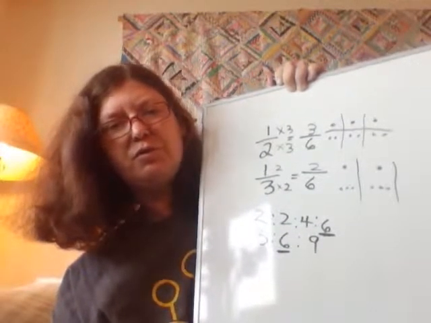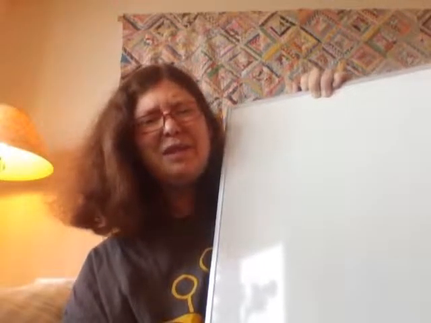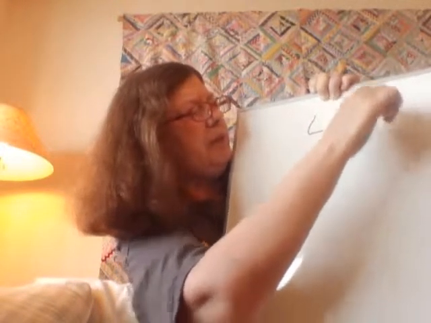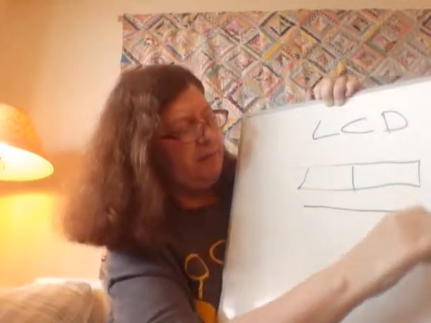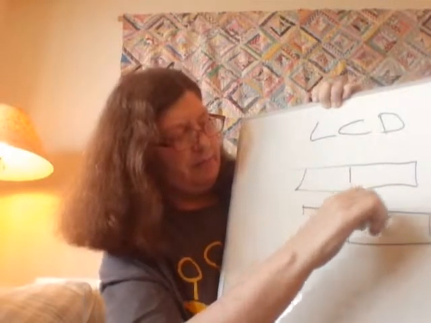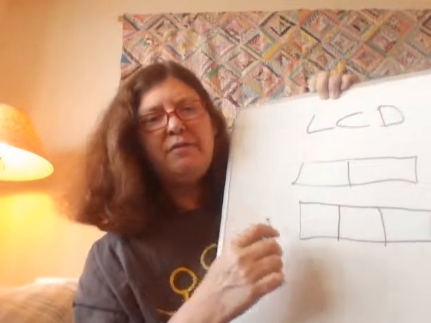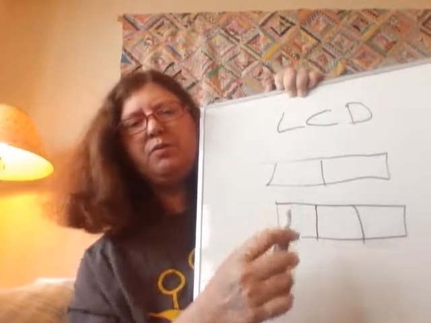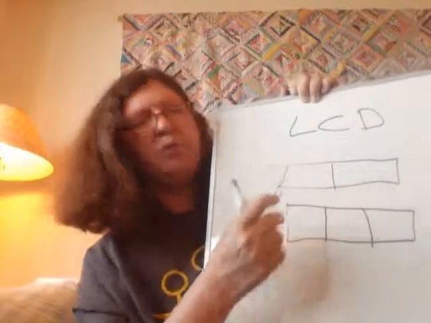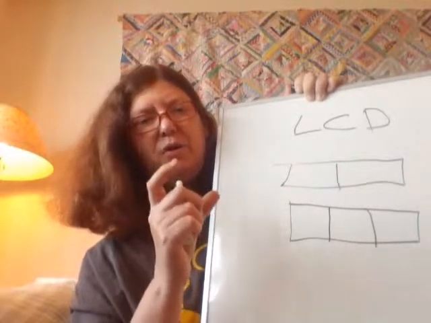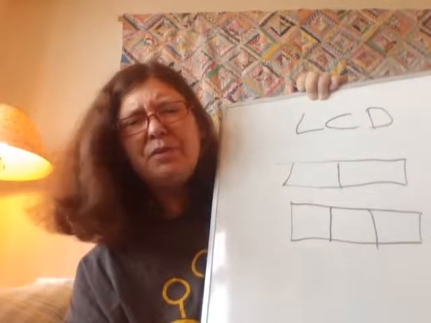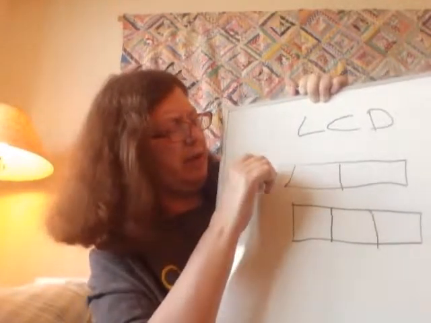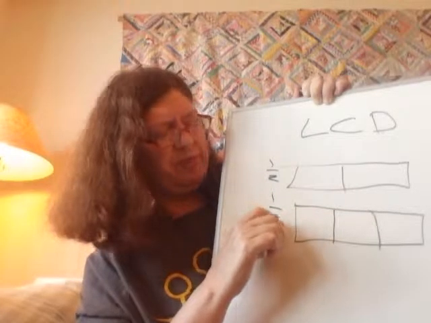I hope that's cleared up what the heck is a least common denominator. The least common denominator is the number of boxes that I can break 1/2 and 1/3 into, the same number for both. And it's the smallest number that I can do that with. Could it be just any number? Could it be 7? If this is 1/2 and this is 1/3, could it be 7?